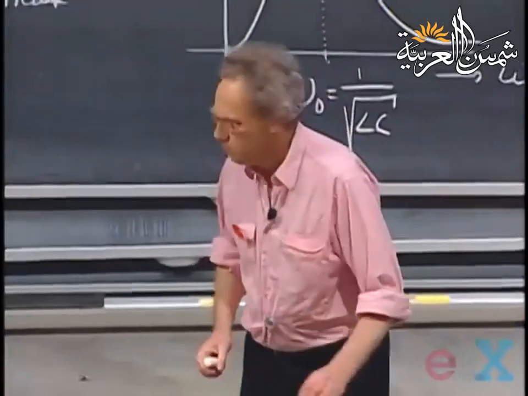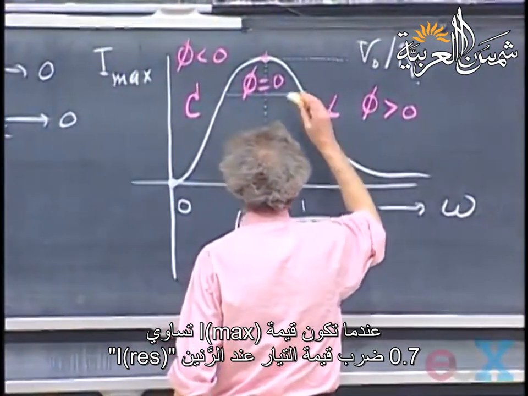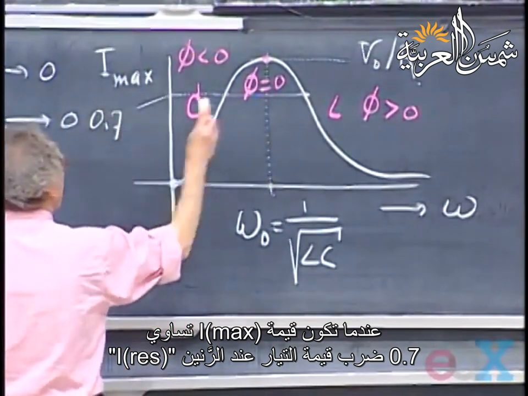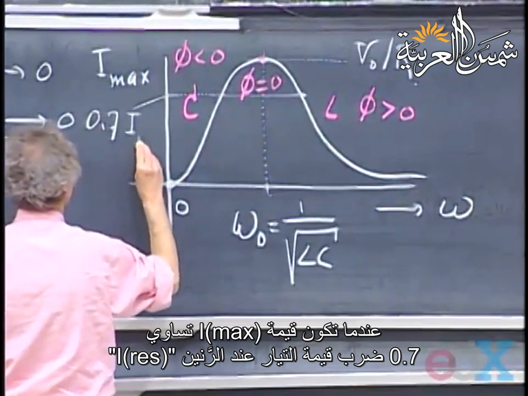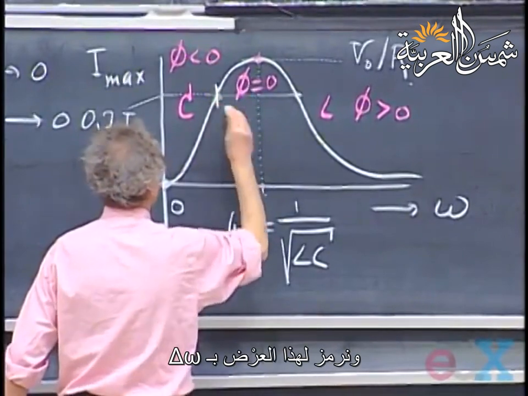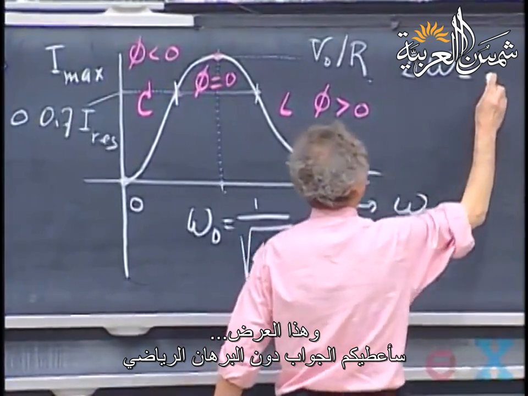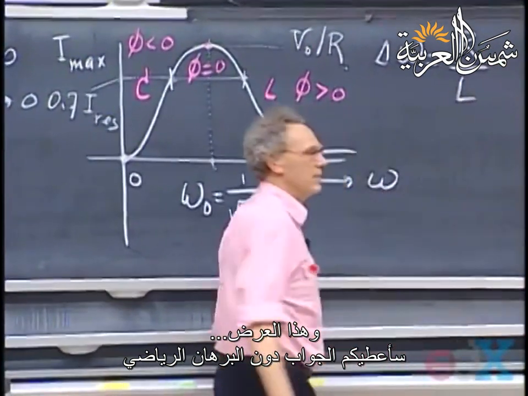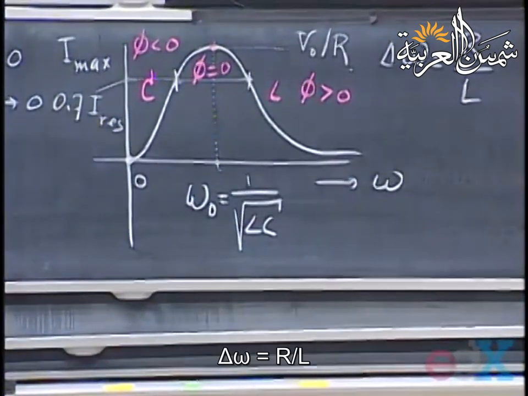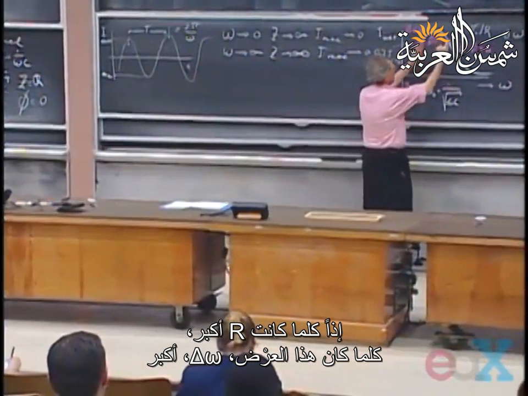We define, at a height of 0.7 times the value at resonance, a width of this curve. And this width is given in terms of delta omega. And that width, and I will give you the answer without mathematical proof, it's not so difficult, but it's a little bit of a headache. That value is R divided by L. So the larger R is, the broader it becomes.